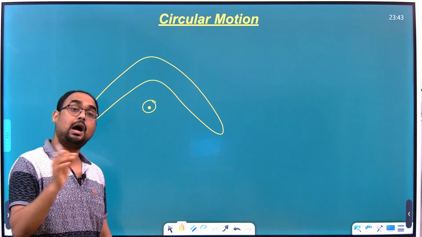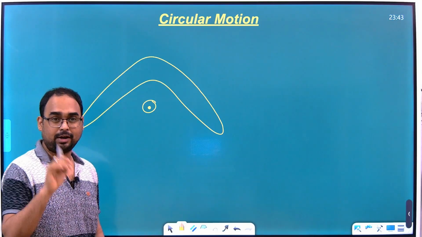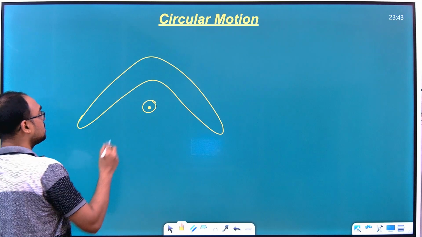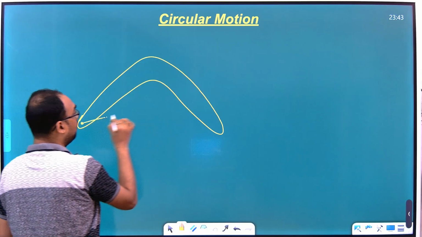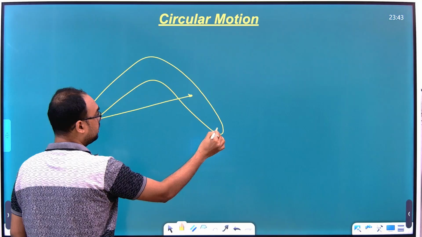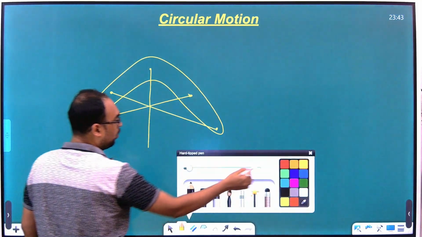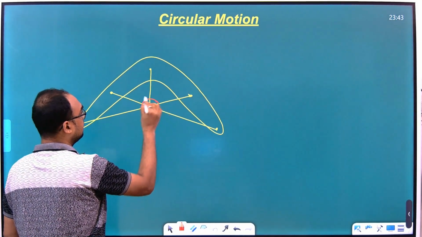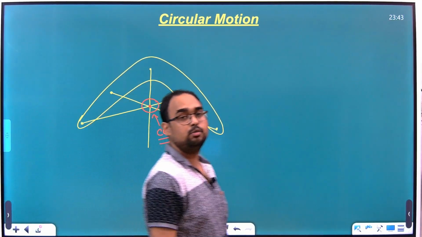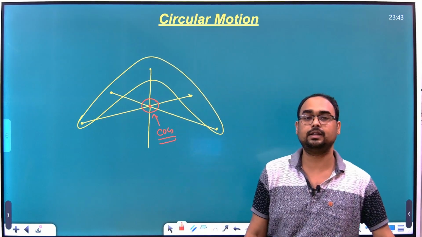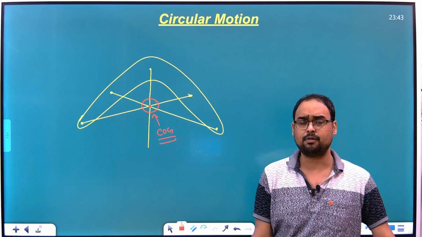In the exam, you may be asked to point out or to draw the center of gravity, the point where the center of gravity lies. All you need to do is join this point to the opposite middle point, this point to the opposite middle point, and from the top, a straight line. Wherever these three straight lines intersect, that is going to be your center of gravity. This is how you need to draw or find the center of gravity for a boomerang shape. You may be asked this in school, in exam obviously.